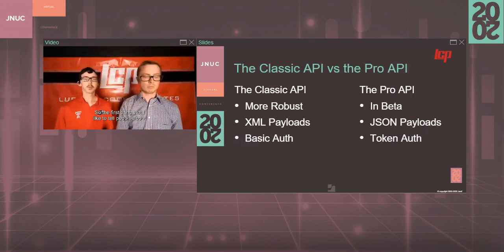So the first thing that I like to tell people about the Jamf API is that there's two versions of it. There's the classic API and the Pro API. The classic API is the original API, while the Pro API is a newer one that's in beta. And the two big differences is how they handle payloads and how they handle authentication. So the classic API uses XML payloads, and the Pro API uses JSON payloads. And for people who may not know, a payload in layman's terms is just data that you send into the server. And we'll be seeing an example of an XML payload in a sec.